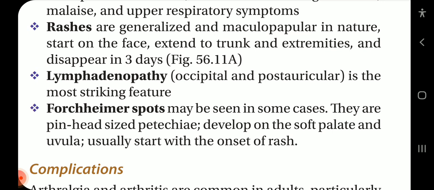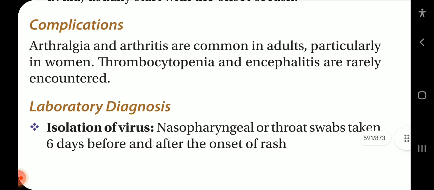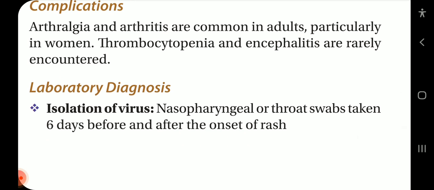Forchheimer spots may be seen in some cases. They are pinhead-sized petechiae that develop on the soft palate and uvula, usually starting with the onset of rash. Complications: arthralgia and arthritis are common in adults, particularly in women. Thrombocytopenia and encephalitis are rarely encountered.